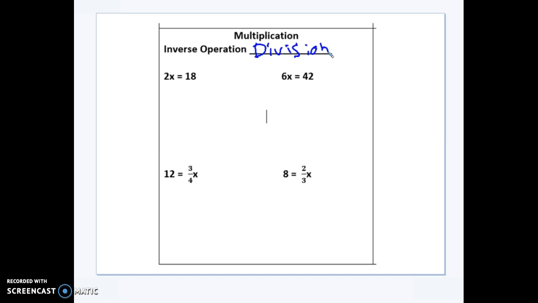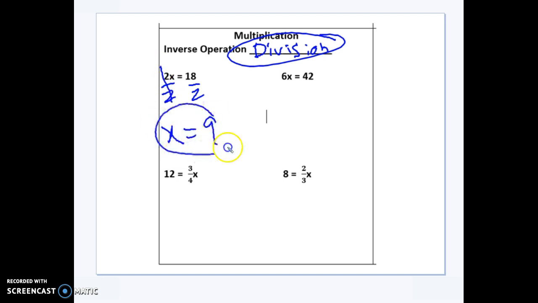How do we undo multiplication? Division. It was 2 times x. So to undo multiplying by 2, we're going to divide both sides by 2. 2 divided by 2 cancels out and makes 1. 1 times x is just x, so we have x left. 18 divided by 2 is 9. And then substitute that in. Does it make sense? Is 2 times 9 18? Yes, it is, so we know we have a correct answer.